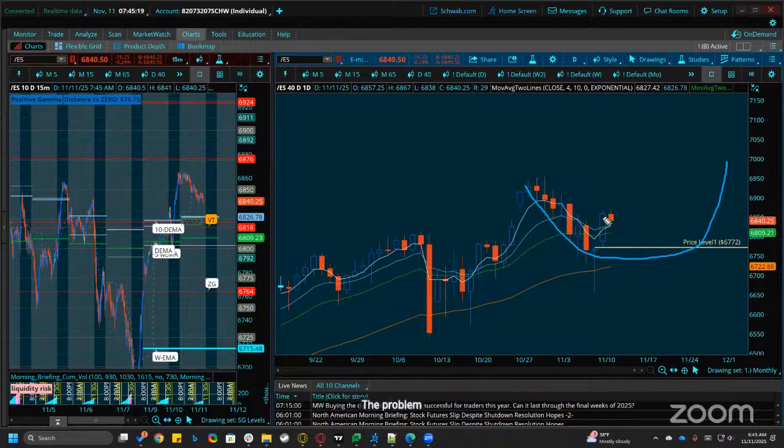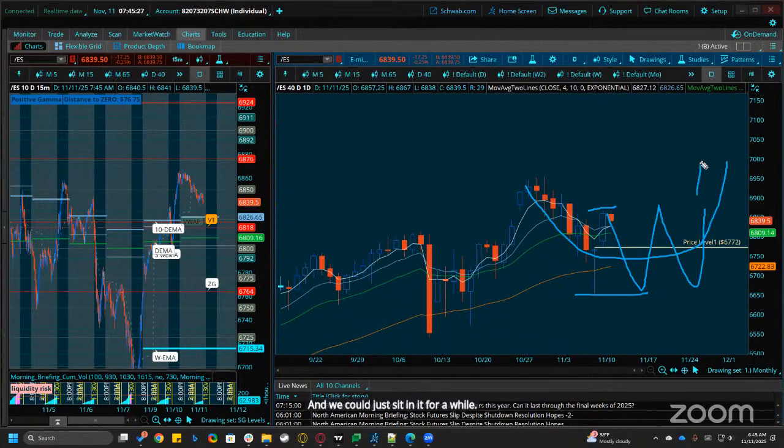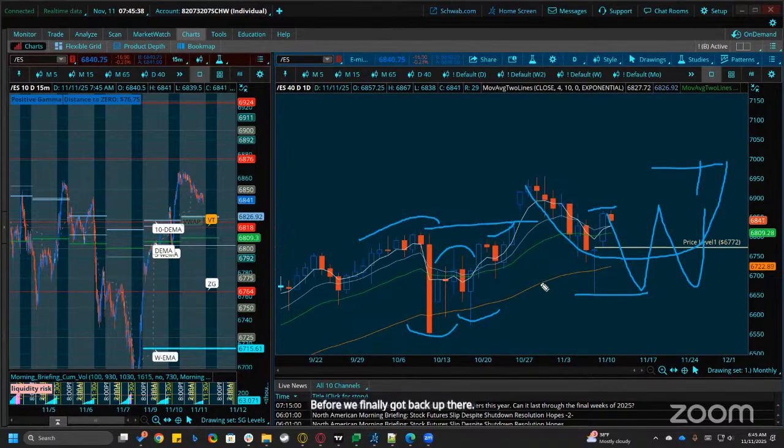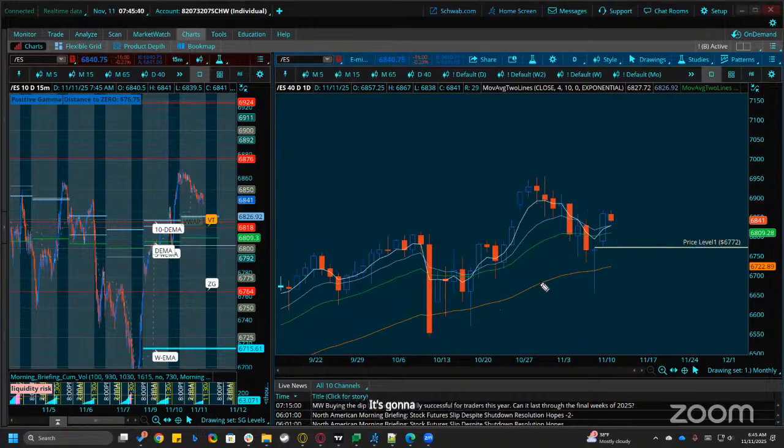The problem is, now that we've paused, this could be a range and we could just sit in it for a while before we finally make our way back up here. Kind of like how we topped out here and we built this range before we finally got back up there. It's going to be really nice if we can get this more like a V shape and we get right back up again, but I don't think we're going to get it.